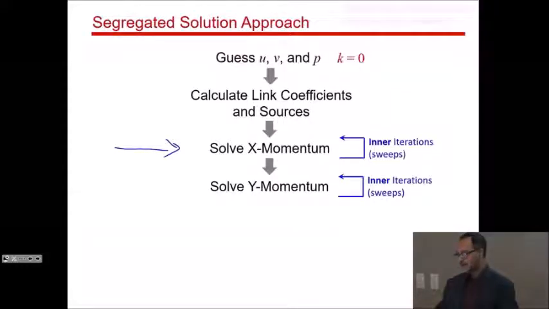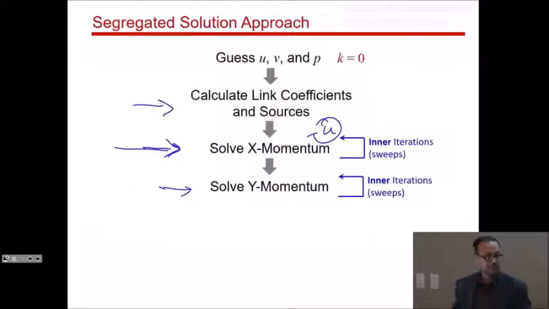Now notice that when I solve the X momentum equation, I'm automatically updating my U velocity, right? I have a new U velocity, but I'm not using that U velocity to recalculate my links. I'm using these same old links to calculate my Y momentum. Just because my velocity has changed, I'm not going to use it right away.